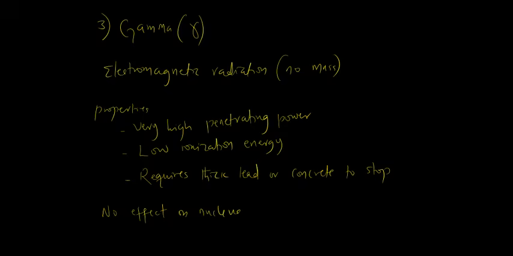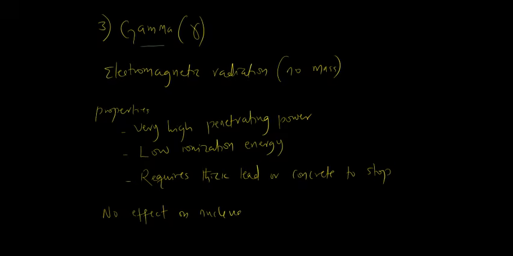Now gamma. Idan muka gamma is electromagnetic radiation. It has no mass. Sannan properties ɗinta, it has very high penetrating power. Unlike the alpha da muka ce, alpha mun ce tana da low penetrating power, beta muka ce tana da moderate penetrating power. So now gamma tana da very high penetrating power, because ita tana da shortest wavelength.